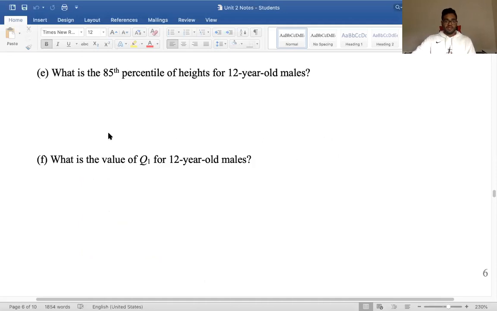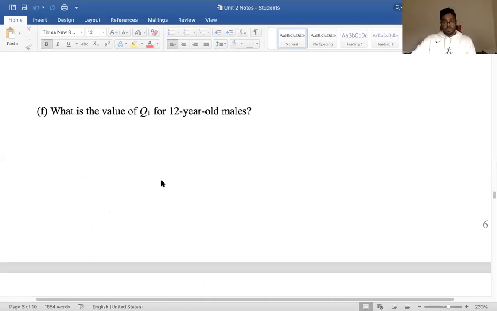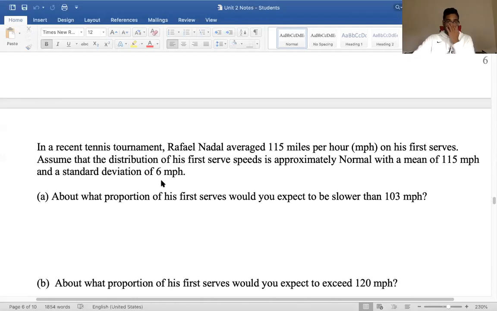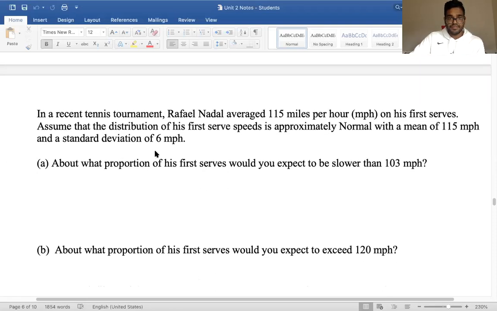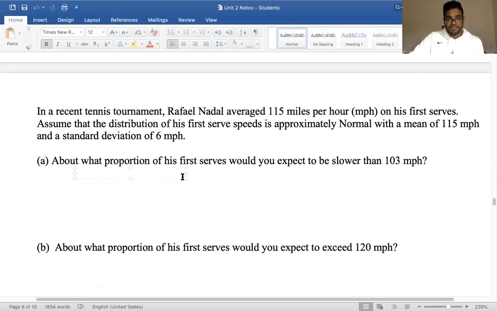Okay, moving on to the next page. In a recent tennis tournament, Rafael Nadal averaged 115 miles per hour serve. Assume the distribution of serves is approximately normal with a mean of 115 and a standard deviation of 6. What proportion of serves are expected to be lower than 103? I'm going to go through these a little faster here.